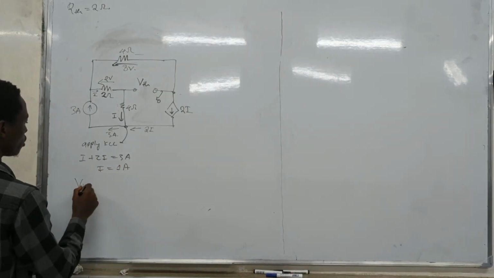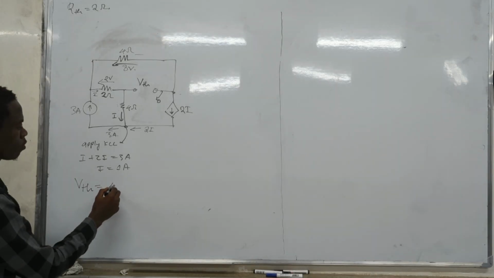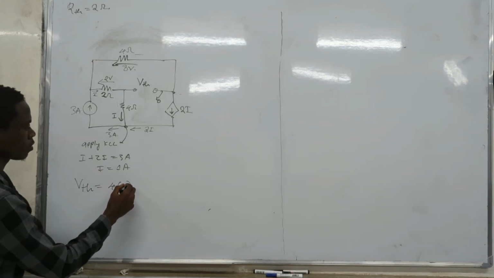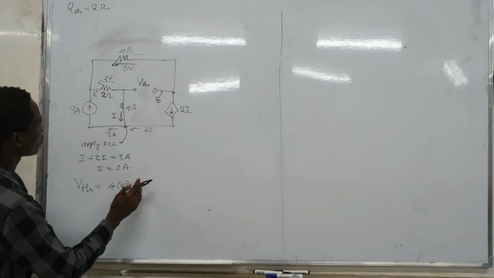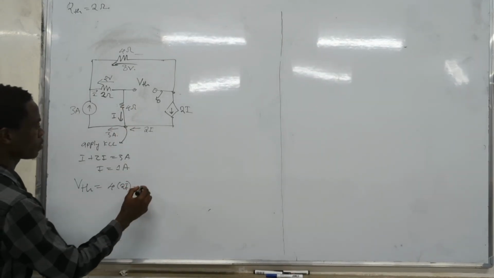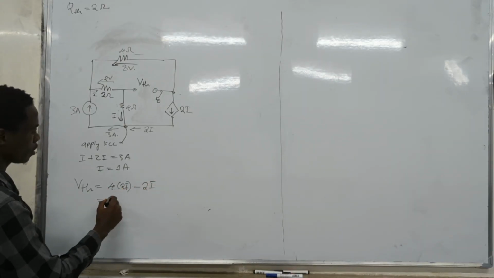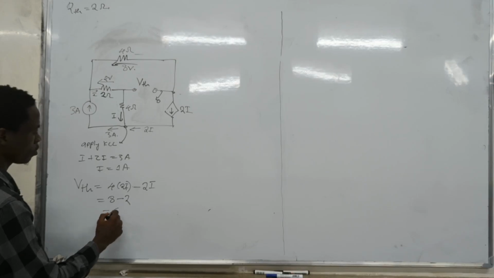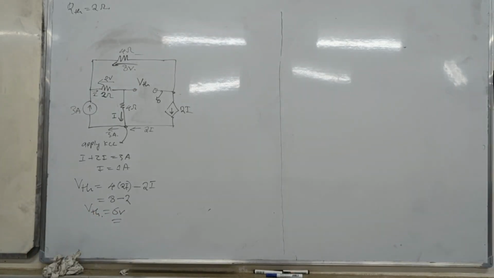So VTH is 4 times 2I plus or minus 2 times I. So this gave us 8 minus 2, which is 6 volts. We found the VTH, we have RTH. We can now go back to the simplified circuit to find the maximum power.